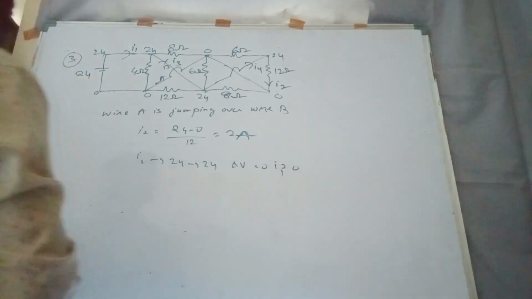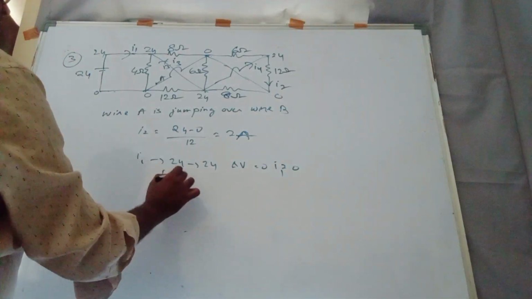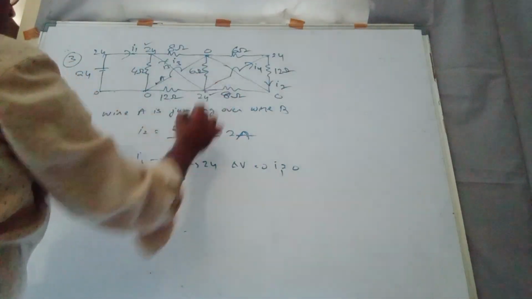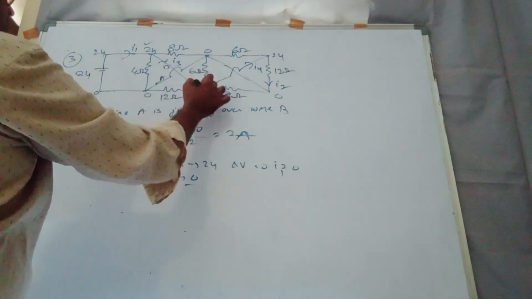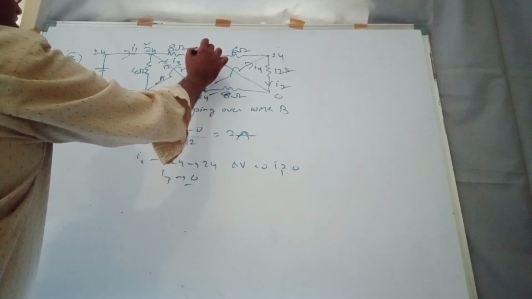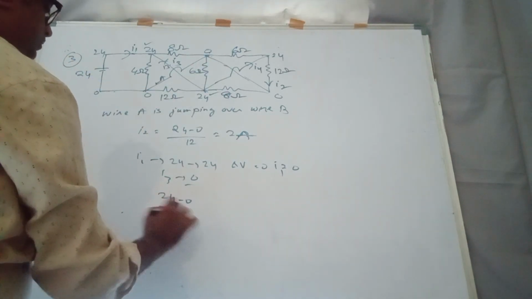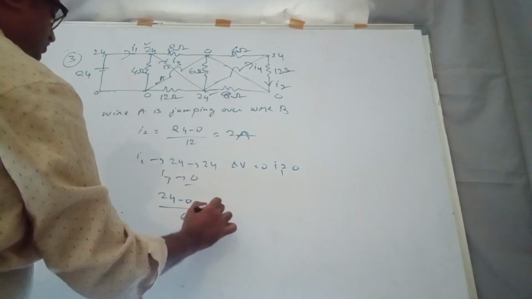I1 is equal to 0. Similarly I3. I3 also, this point and this point are at the same potential. So I3 is equal to 0. If I wish to find the current between these 2 points, it is 24, it is 0. So 24 minus 0 divided by 6, which is 4 amps.